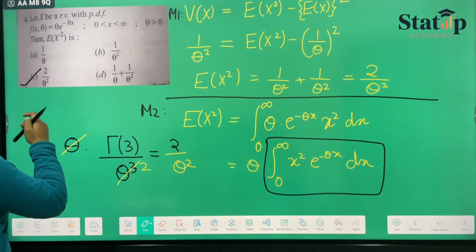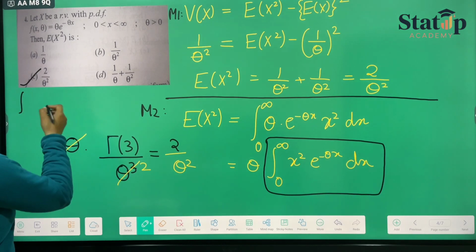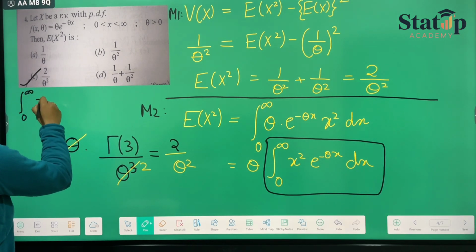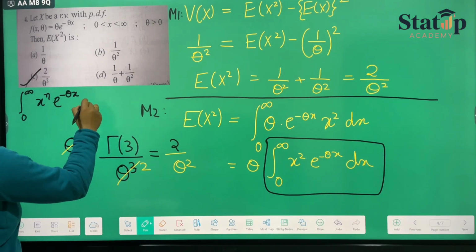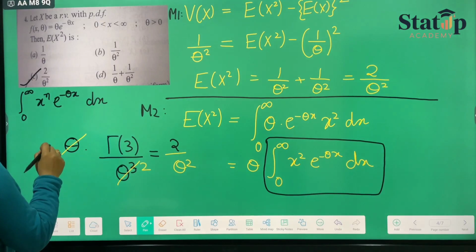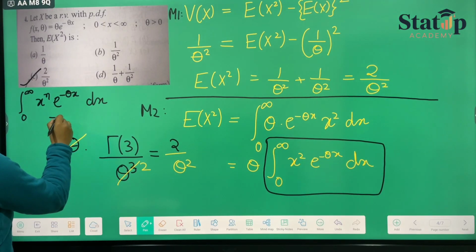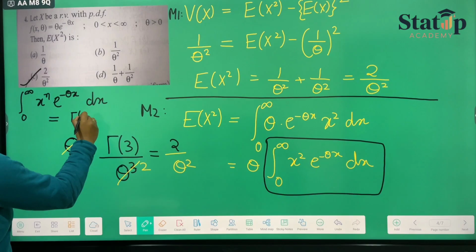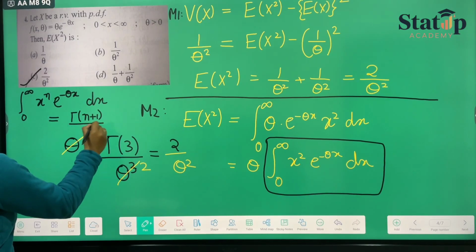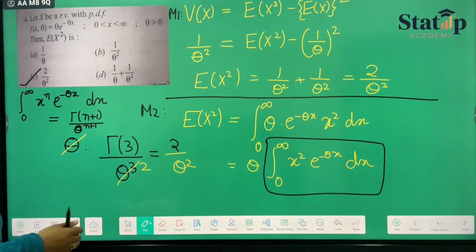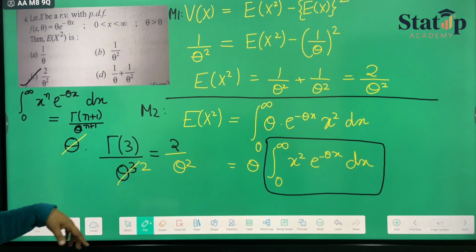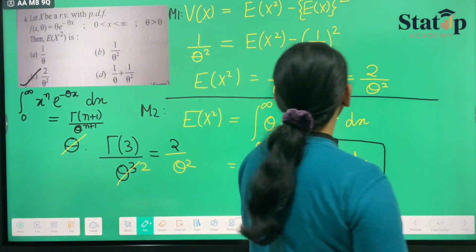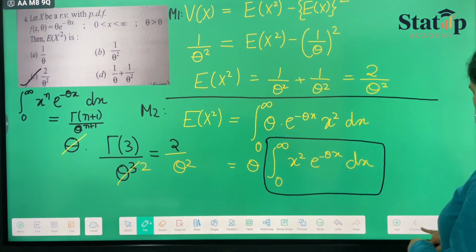Now if we talk about gamma integral, if we integrate 0 to infinity, x raised to the power n e raised to the power minus theta x dx, then our answer will be gamma of n plus 1 upon theta raised to the power n plus 1. We will be doing this in gamma distribution as well. For now, you can see this term. How do we solve that? So these are the two methods that we can use to solve this question.